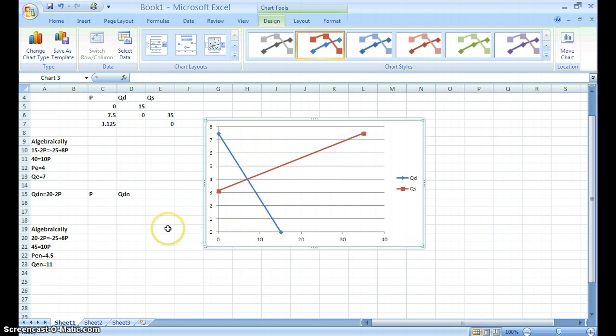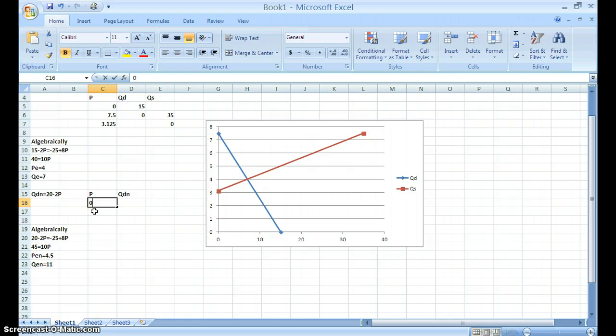Now, let's say I get a new demand curve, quantity demanded new, which is equal to 20 minus 2p. Well, all I need to do is get a new demand curve. Supply stayed the same. So let's pick price equals 0 and put it into this equation. Quantity demanded new would be 20 minus 0 equals 20. And now make this 0 and calculate what price is. 0 equals 20 minus 2p. When you do the algebra, price equals 10.